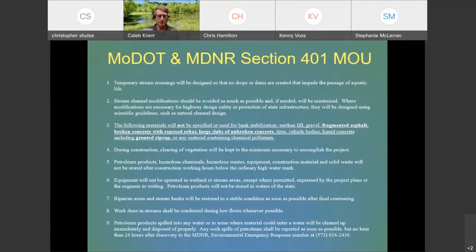But essentially, talking about suitable material, when you have a project, it specifies that if it's under a nationwide permit and you're putting fill material in the waters of the U.S., you cannot use earthen fill, gravel, fragmented asphalt, broken concrete with exposed rebar, large slabs of unbroken concrete, tires, vehicle bodies, liquid concrete, including grouted riprap, or any materials containing chemical pollutants. These MOU conditions, and that one specifically, just outline what you can or cannot use when constructing a project.